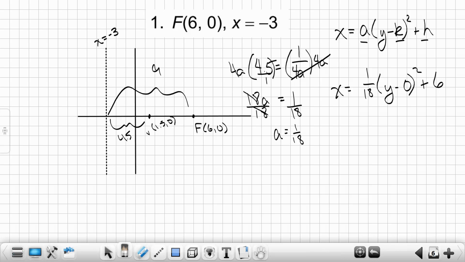4.5 times 4? It is. What's 4 times 4? What's half of 4? What's 16 plus 2?